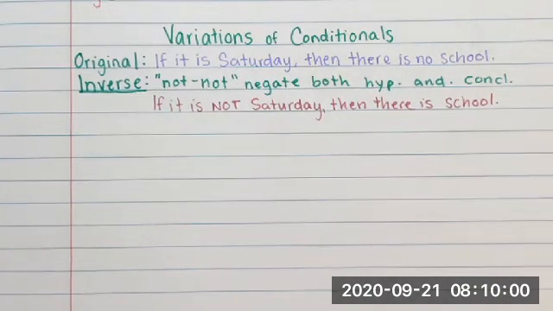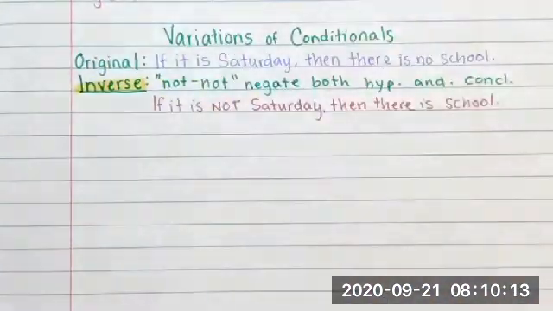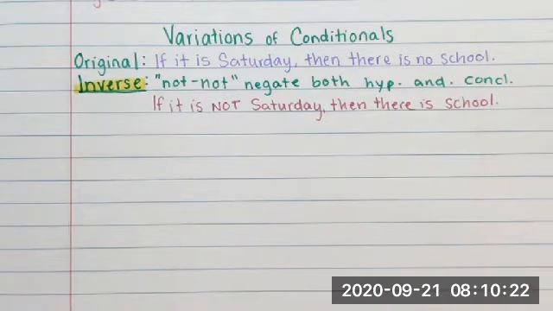And at first glance, this seems a bit reasonable, no? I mean, if it's not Saturday, then I guess I'm at school. But what about Sunday? So whenever we do these, inverse and the other ones, we're trying to figure out, are these statements still true when I do them, or have I changed the statement in such a way that it's no longer true?